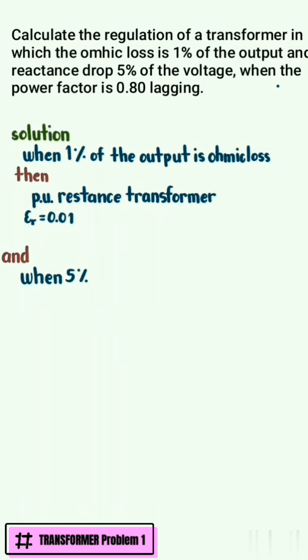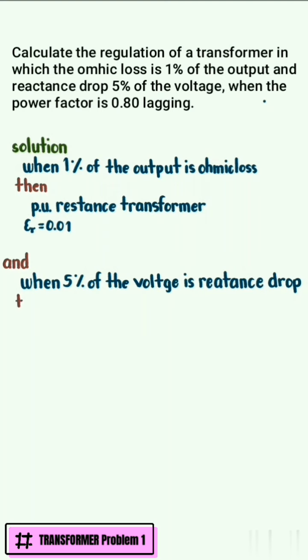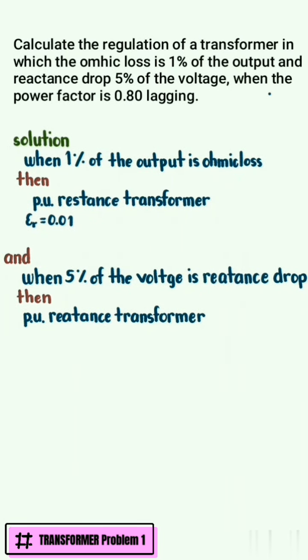when 5% of the voltage is reactance drop, then the per unit reactance of the transformer, E sub x, equals 0.05.